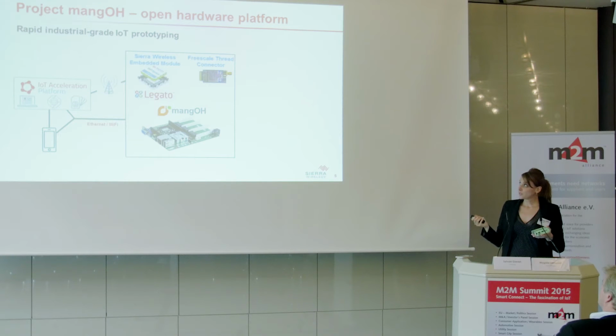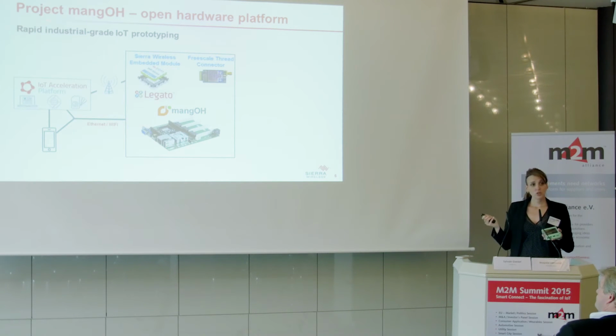There is one module from Sierra Wireless. Of course, we recommend you to use this one. It's a WP module, a cellular module based on 3G and 4G technology. They are pin-to-pin compatible. There is an application processor inside based on Legato Linux, which is helping you to write your application within the device. You have two slots, one for the module, one for the microcontroller. And you also have the Freescale Thread connector here. And we make the link again with our IoT acceleration platform from Sierra Wireless.